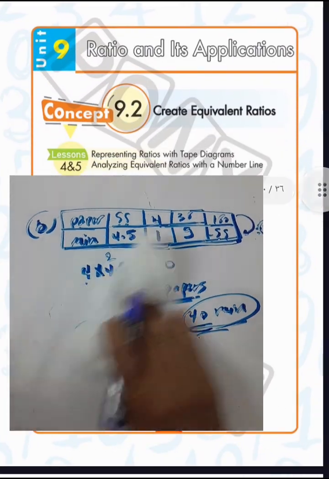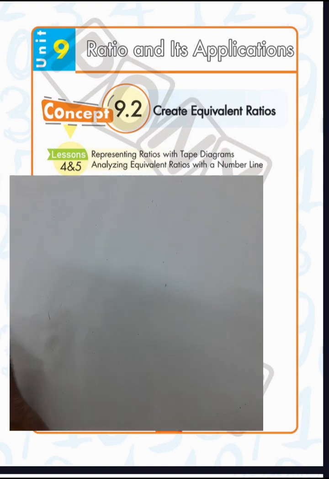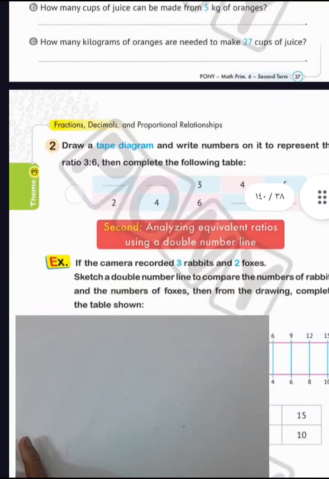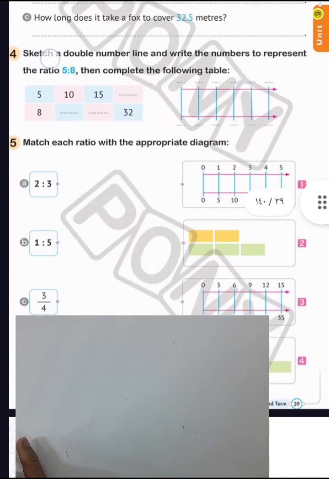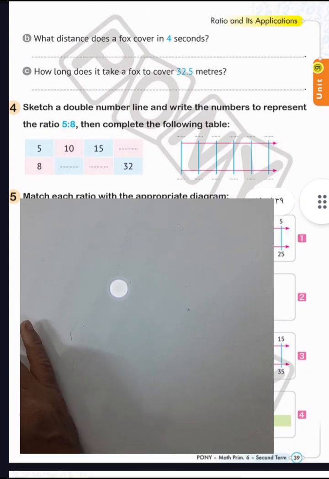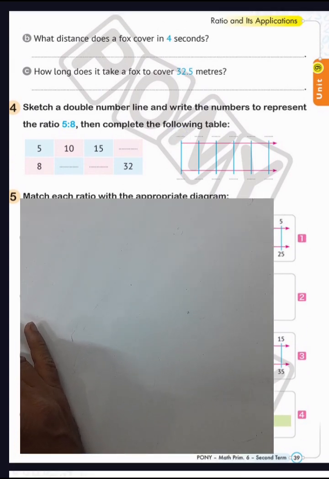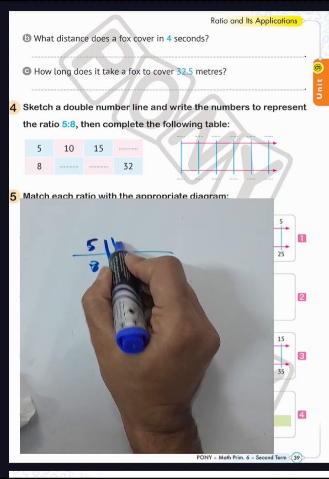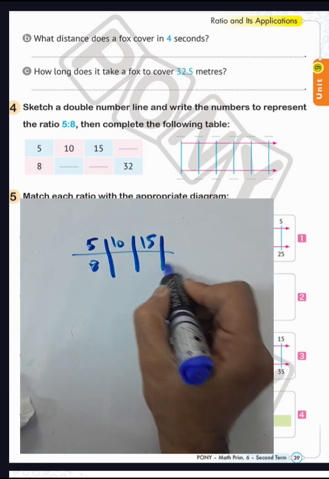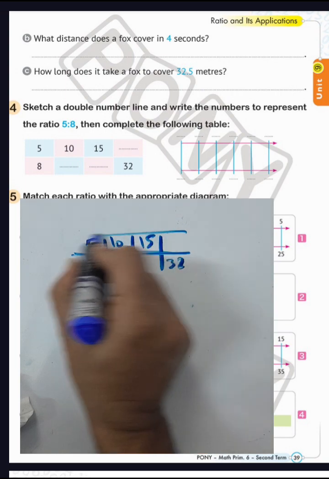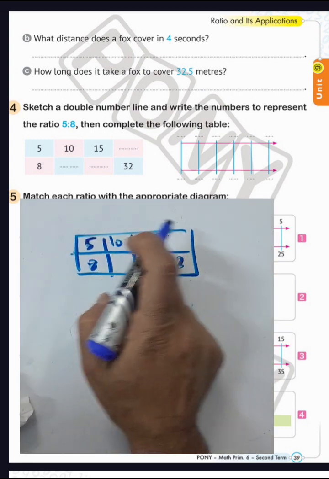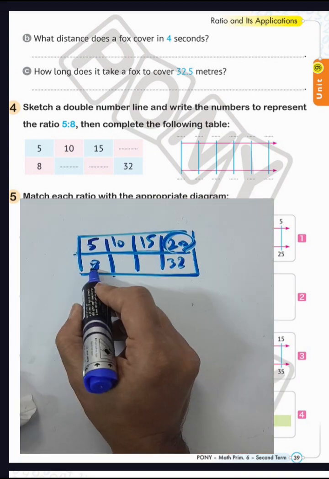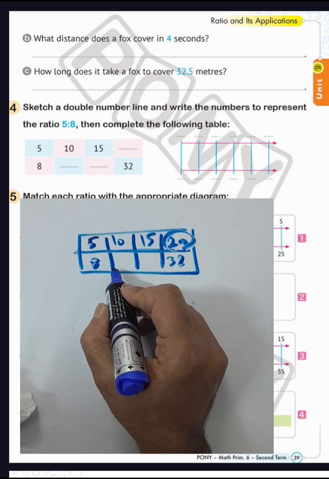Unit 9, ratio and its completion, concept 9: create equivalent ratios. Okay, look with me here at questions from this lesson. We can go from the number line here, beginning with 5 and 8, and 10, 15. You can complete here 5, 10, 15. The next one on top will be 20. And here we add it to itself, or multiply by 2.